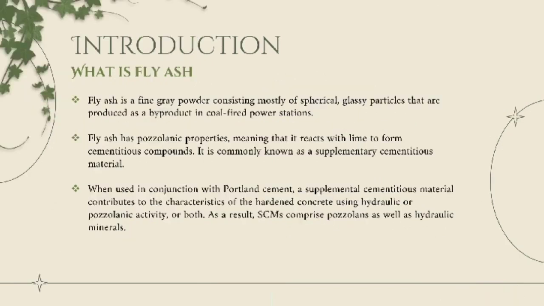Fly ash. Fly ash is a fine gray powder consisting mostly of spherical, glassy particles that are produced as a byproduct in coal-fired power stations. Fly ash has pozzolanic properties, meaning that it reacts with lime to form cementitious compounds. It is commonly known as a supplementary cementitious material. Fly ash significantly improves concrete performance and also provides many benefits in cement and non-cement applications.